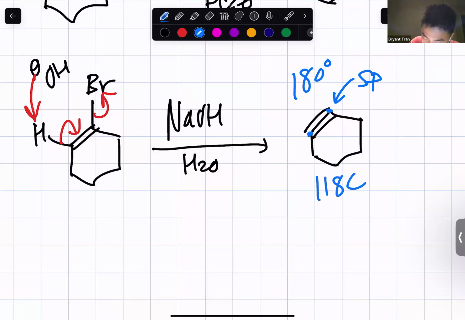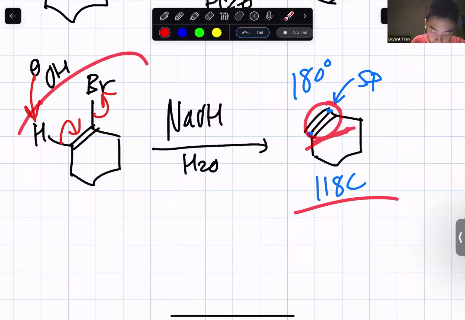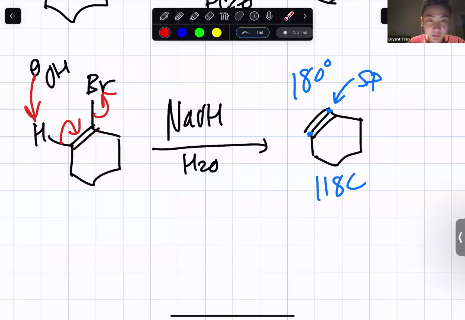But in 118C, you'll learn that this will happen in some of the reactions. But this will exist in a very short amount of time in the mechanism. Okay? This is possible, but we won't worry about that now.